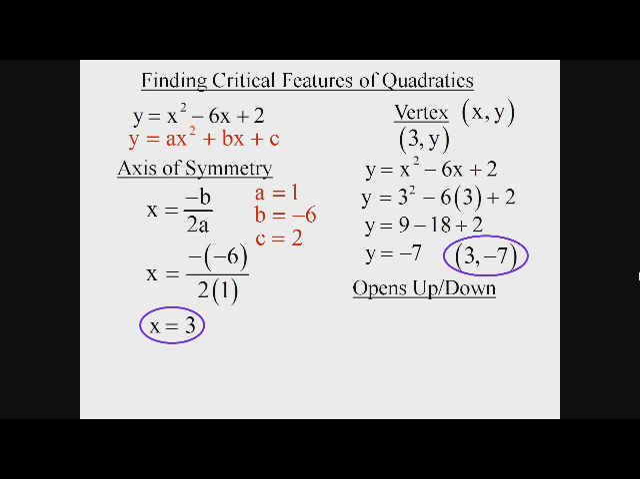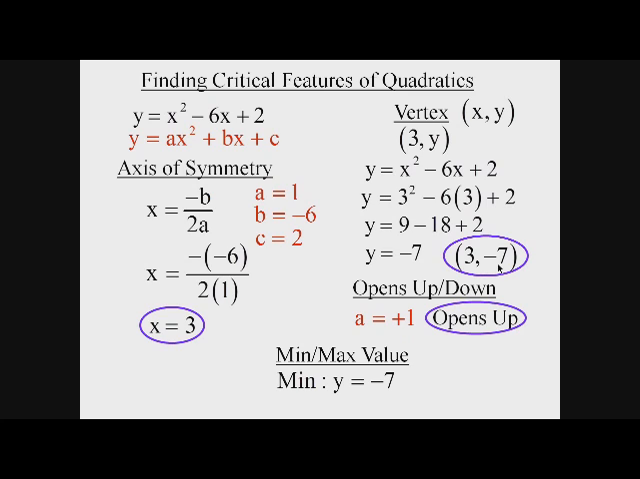Okay, next thing we're going to look at is, does this parabola open up or down? Well, it has a positive a value. A is equal to positive 1, so we know that this parabola opens up. Now, if you can visualize it opening up, does it have a max or min value? Well, if it opens up, that means it's going to have a min value. What is that minimum value? That minimum value is going to be the y-coordinate of the vertex. So y equals negative 7 is your minimum value.